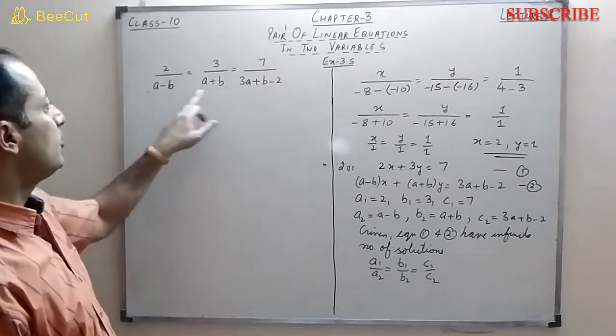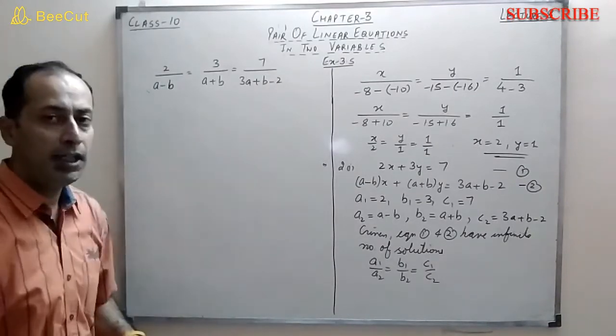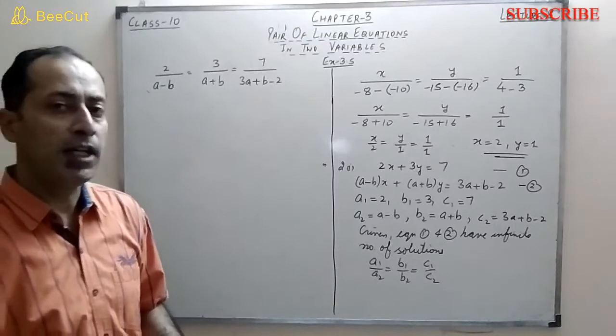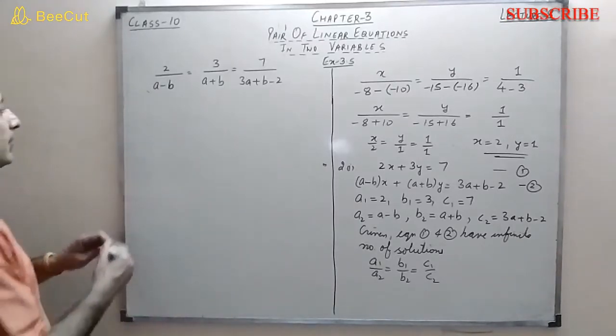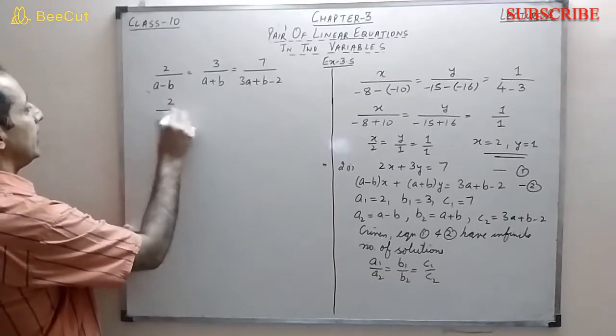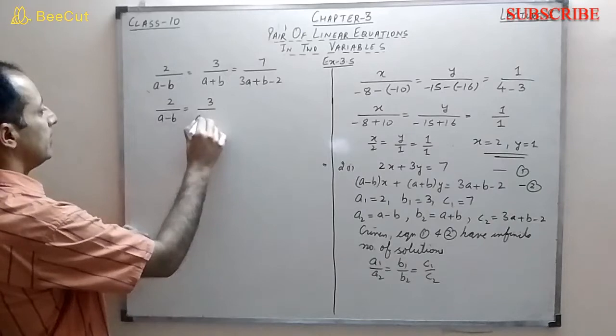You can take these two. You can take this, and you can take this and this. But we need only two pairs because there are two variables we have to find, right? So first of all, I take these two. So I write 2 upon a minus b is equal to 3 upon a plus b.